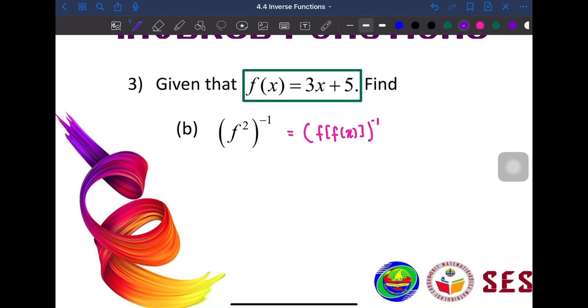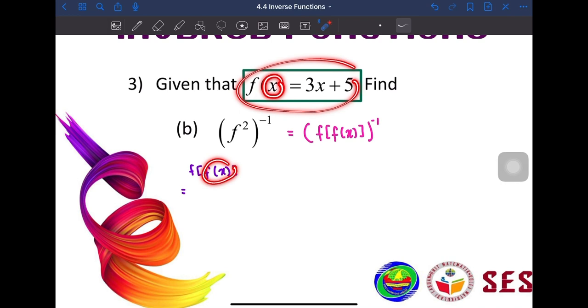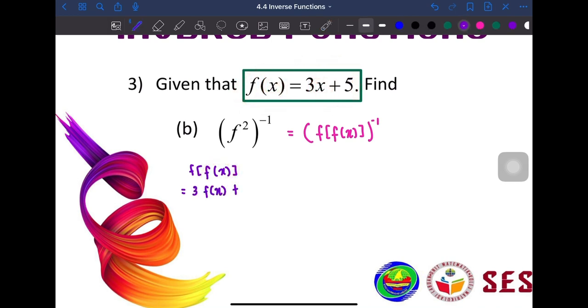Okay, so kita cari je macam biasa f compose f. Okay, ni sepatutnya tak ada masalah nak cari macam mana. So kita ada original function f. Kita dah tukar input dia jadi fx. So sini jadi fx, sini jadi fx. So 3 darab fx tambah 5.